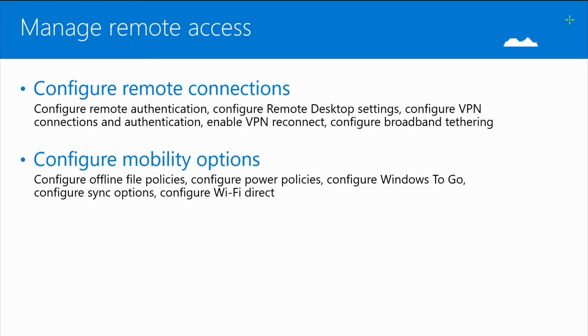Okay, coming back to mobility. Again, a little bit of overlap here. Windows to Go came up earlier, but let's pick on a few other bits. Offline files. Offline files is something that's been around for ages. Have you configured it? Do you know how that works? Can you control it on and off in GPO? Would you know where to look?